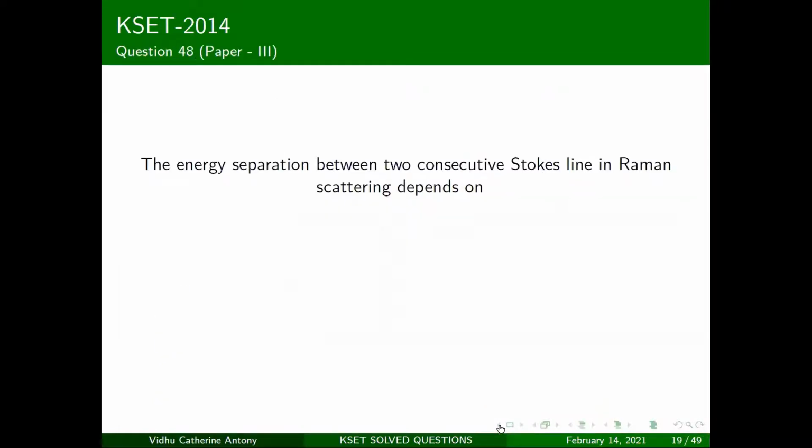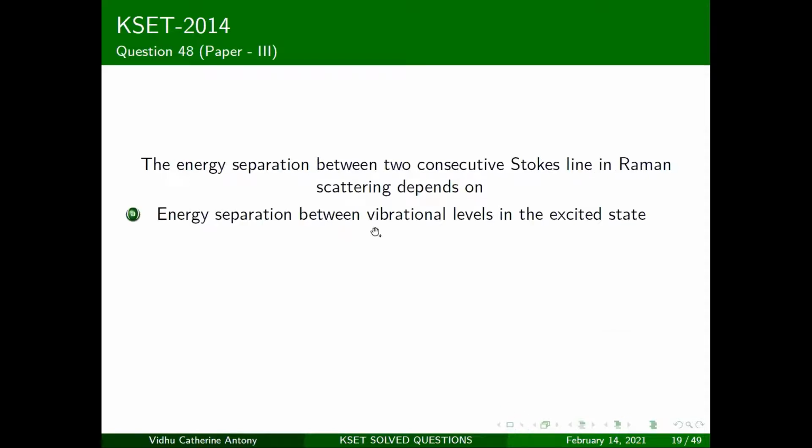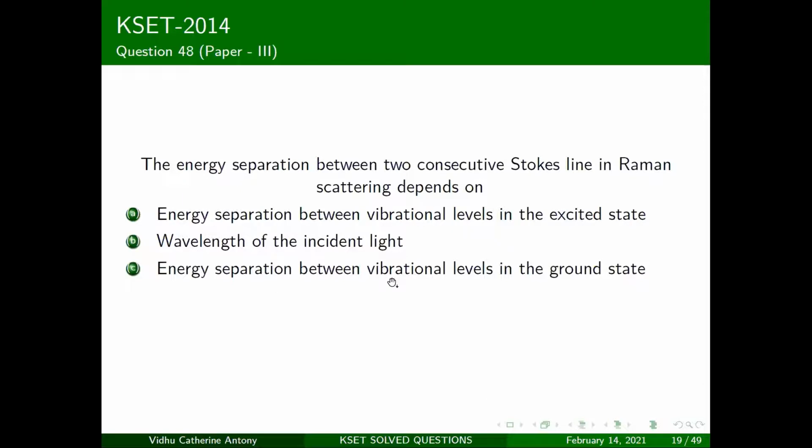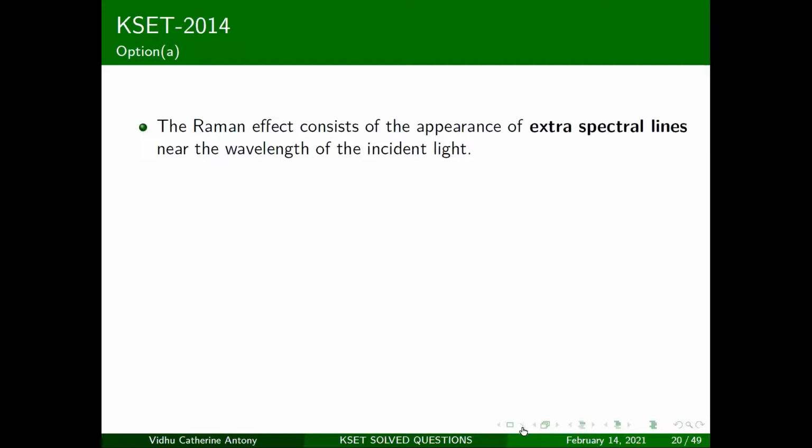Okay, so moving to the next one: the energy separation between two consecutive Stokes lines in Raman scattering depends on what? Energy separation between the vibrational levels in the excited state, wavelength of the incident light, energy separation between vibrational levels in the ground state, or intensity of the incident light. So let's look into this.